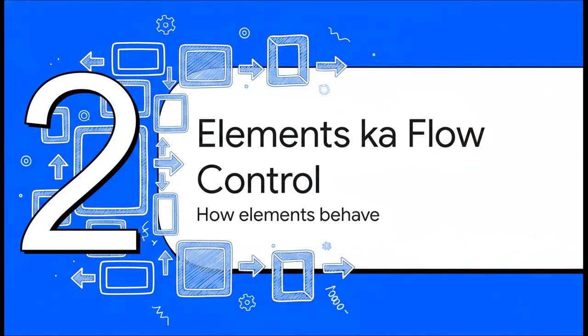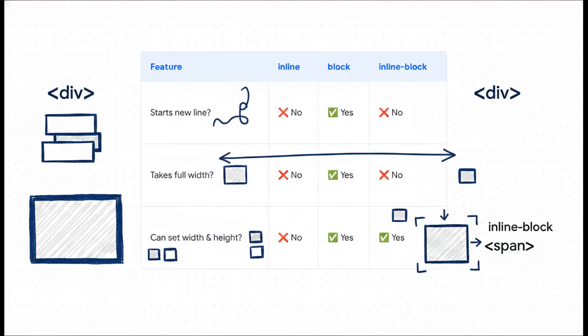All right, so we know every element is a box, but how do these boxes actually behave next to each other on the page? That's what we'll figure out in Section 2, and it's all controlled by the display property. So here's a comparison of the 3 main display values. Block elements, like a div, always start on a new line and take up the full available width. Inline elements, like a span, just take up as much space as they need and don't create a new line. An inline-block is kind of the best of both worlds. It stays in line with other content, but you can still control its width and height.